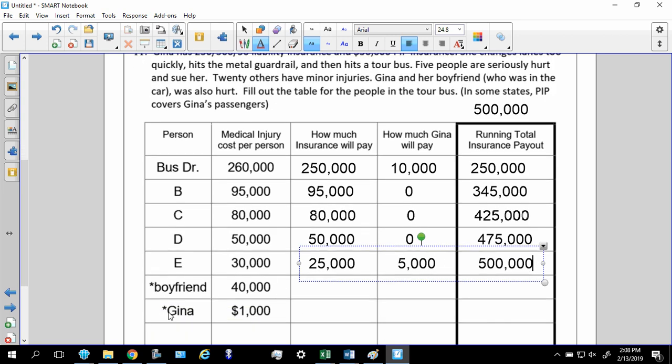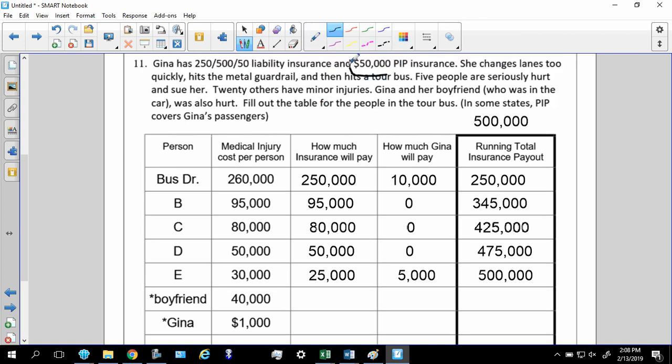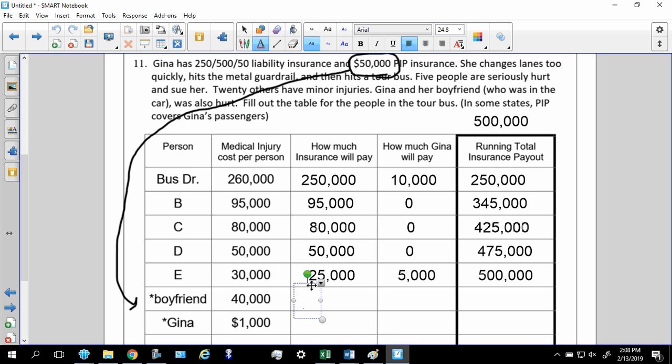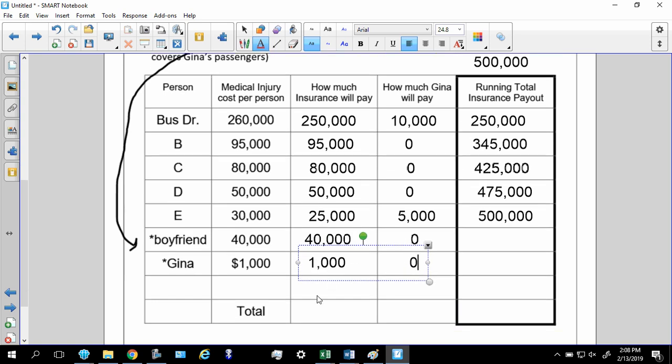Now, notice the little stars here. The boyfriend and Gina, they were both in Gina's car, so that brings them under PIP. So Gina and the boyfriend will go under the $50,000. So again, $50,000 is what insurance is going to pay. So the boyfriend needs $40,000. Insurance will pay that under PIP, which means Gina pays for nothing. And then lastly, Gina has $1,000. We're still under the PIP.